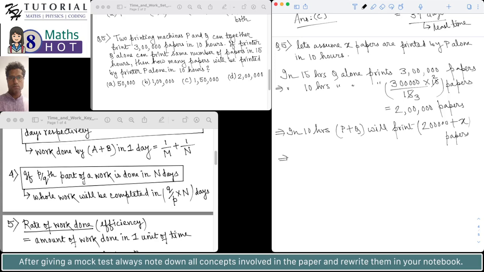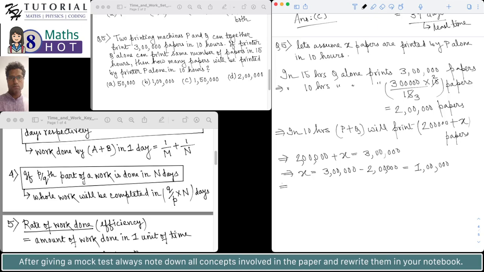Now it is already given that in 10 hours both the printing machines P and Q together print 3 lakh papers. So we can say 2 lakhs plus X should be equal to 3 lakhs. Solving this, we get X is equal to 3 lakhs minus 2 lakh papers. This is equal to 1 lakh papers. So X is equal to 1 lakh.